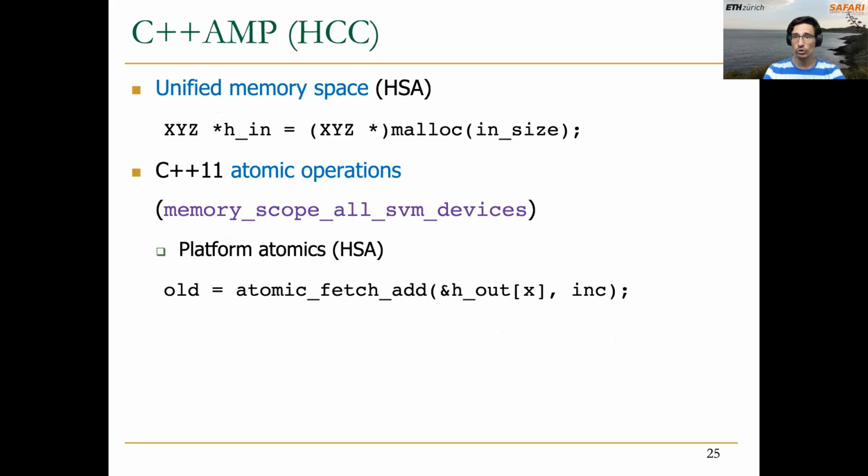And there are also other programming frameworks like C++ AMP that also take advantage of the unified memory space that exists in HSA architecture. In this case, it's as simple as using malloc to allocate in this unified memory space. And there are also these C++11 atomic operations for all the unified memory space. They are typically called platform atomics in HSA, as you can see on the slide.